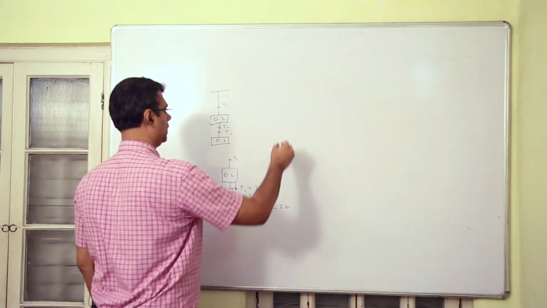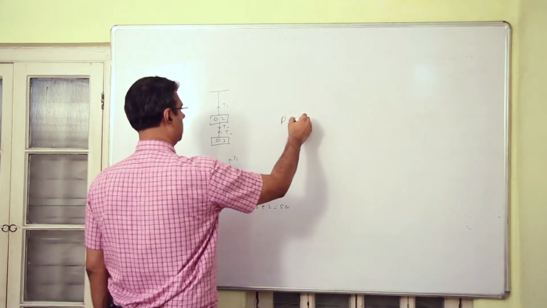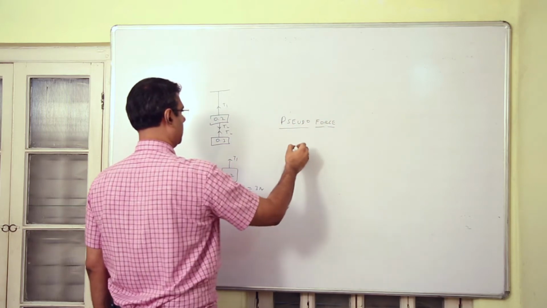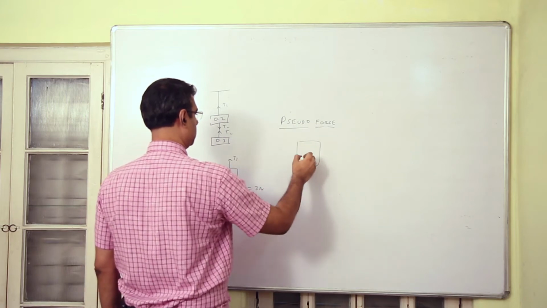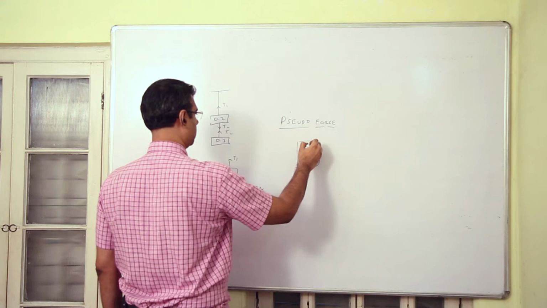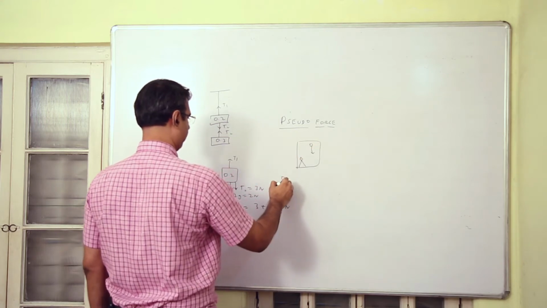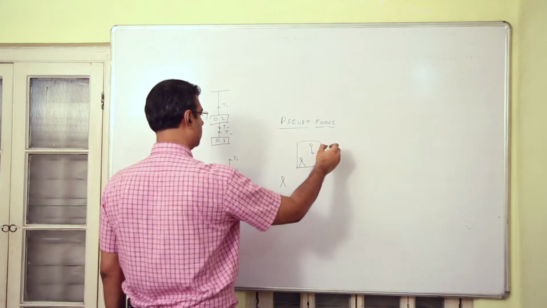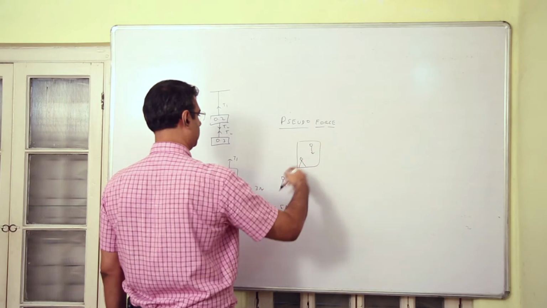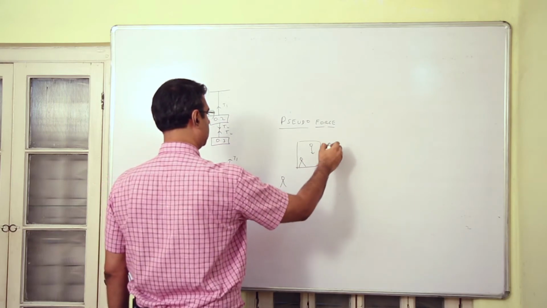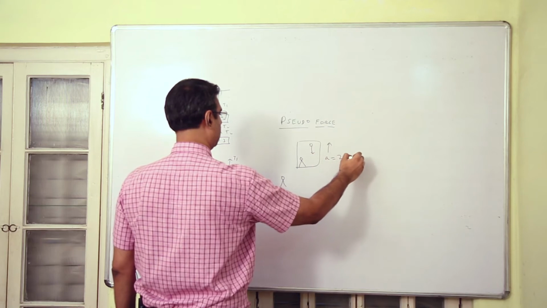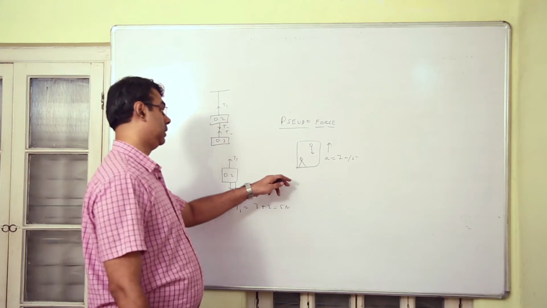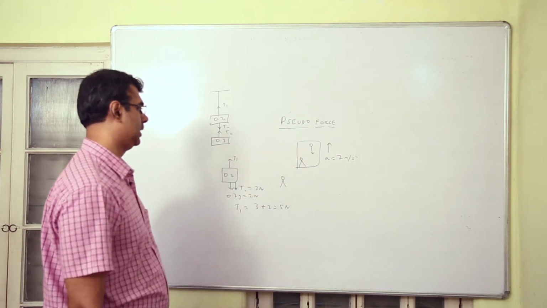Next we come to one topic that is called pseudo force. Suppose there is an elevator or a lift, and let us say that this lift has transparent door walls, so you can see from outside, and let us say that it is accelerating at 2 meters per second square upwards. So there is a lift which is accelerating upward at the rate of 2 meters per second square.